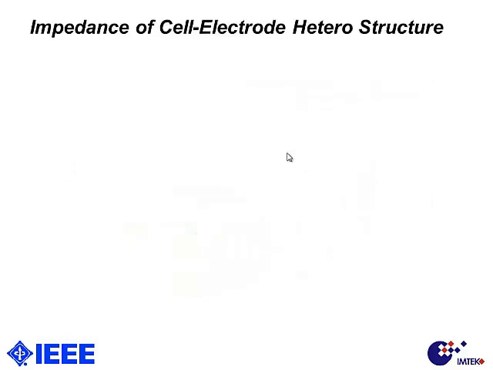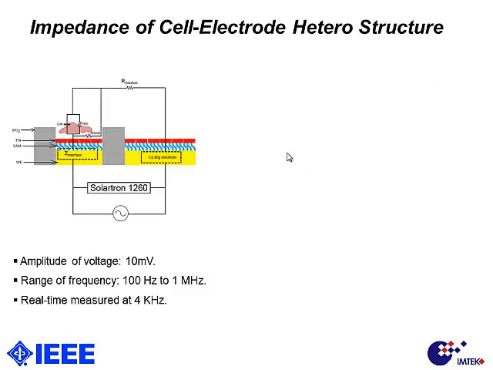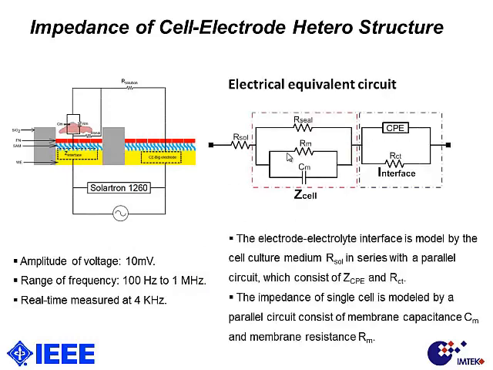And we use the impedance analyzer to measure impedance with an applied voltage of 10 millivolts, and for the sweep frequency we use 100 Hz to 1 MHz. And when we measure over time, we measure at 4 kilohertz frequency. The electrical equivalent circuit is built to model the cell electrode system, and the cell is modeled by a parallel circuit consisting of a capacitor and resistor, and the interface is modeled by the CPE and one charge transfer resistance.